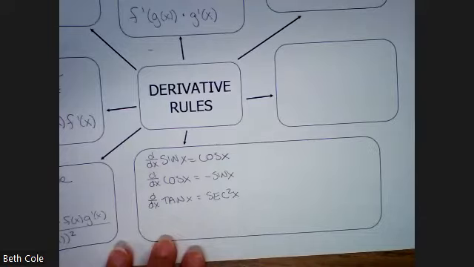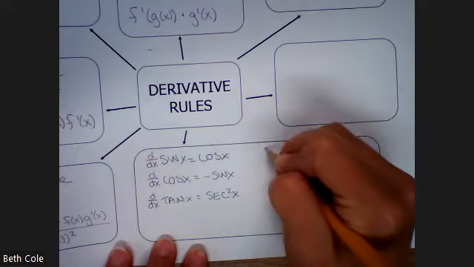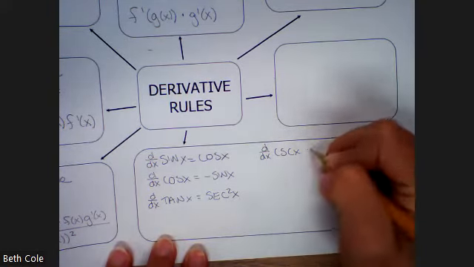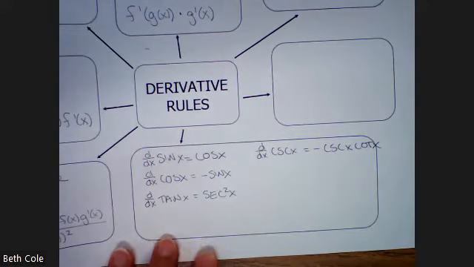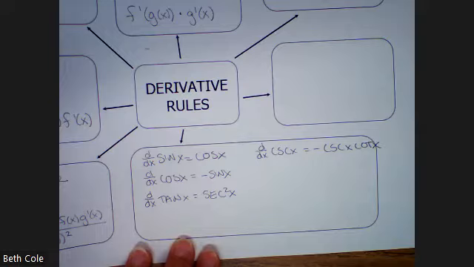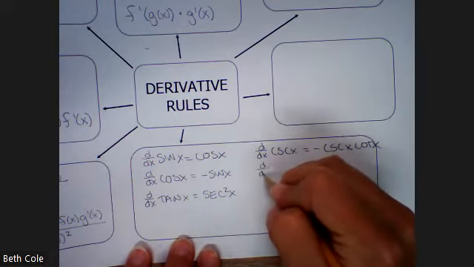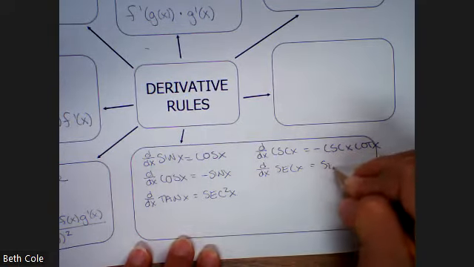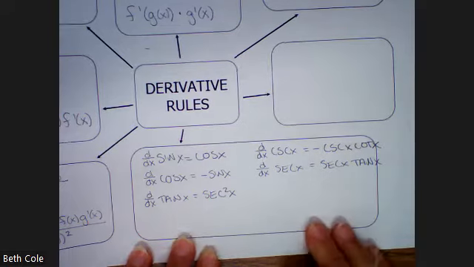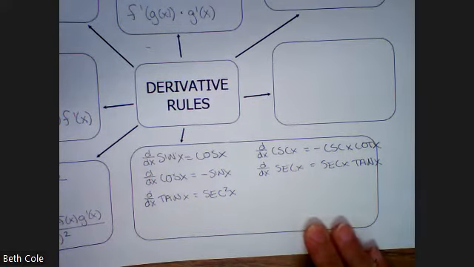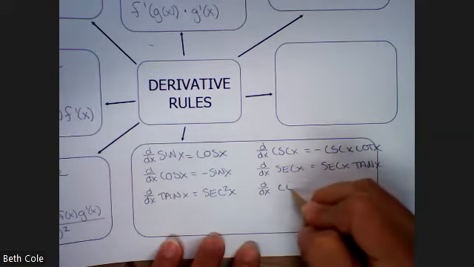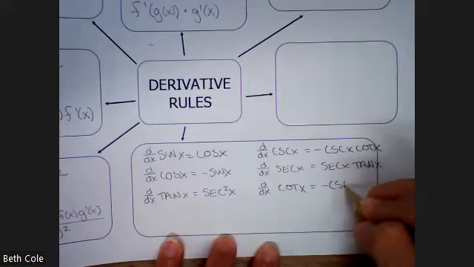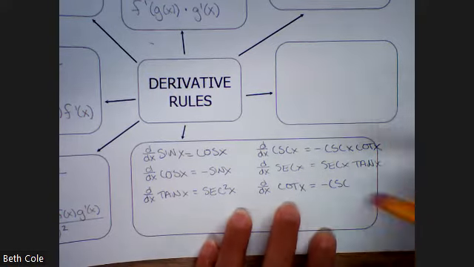Does graphing help you remember at all? I mean, it's better than flat out memorizing. I realize it's a lot. Okay. So the derivative of cosecant is negative cosecant cotangent. We did a quotient rule for that one. And then the derivative of secant is secant tangent. And then the derivative of cotangent is negative cosecant squared. Yeah, squared, sorry.